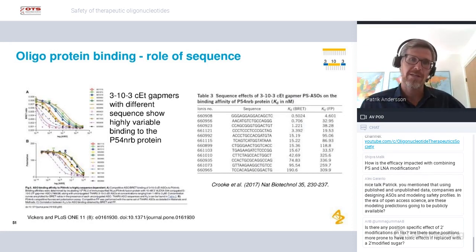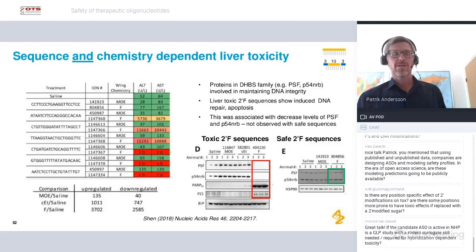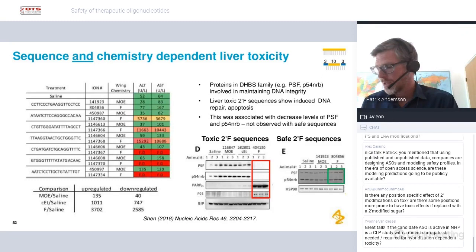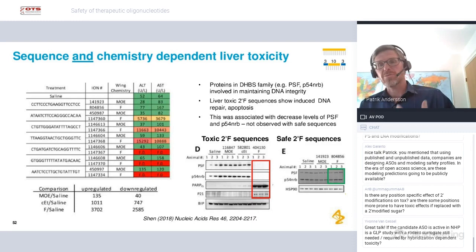So given a chemical design, if you alter the sequence, you can have a different effect on the protein binding as well. So what does that have to do with toxicity? In a recent paper, again from the Crooke lab at Ionis, they looked at certain sequences that are toxic, and managed to identify some of the proteins that interacted strongly with these toxic ASOs, depleting them. And it's actually in both chemistries, with the fluoro being the most toxic, that they deplete these P54 and PSF proteins. But there are also sequences with the fluoro chemistry that do not deplete these and are safe.